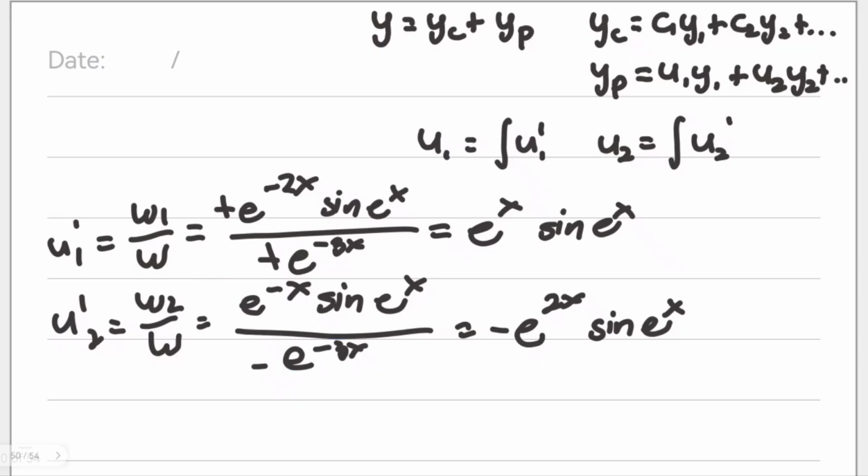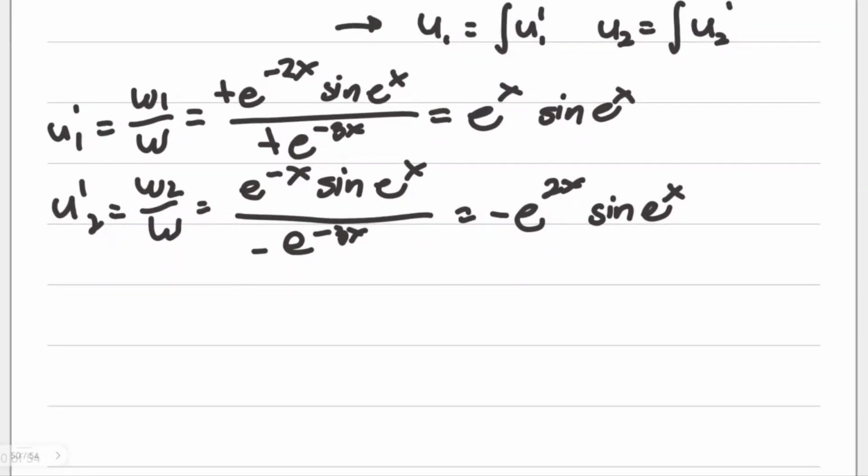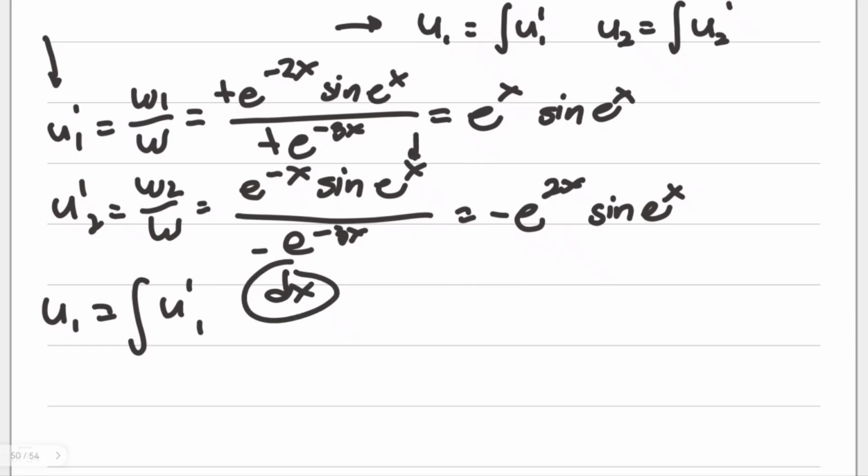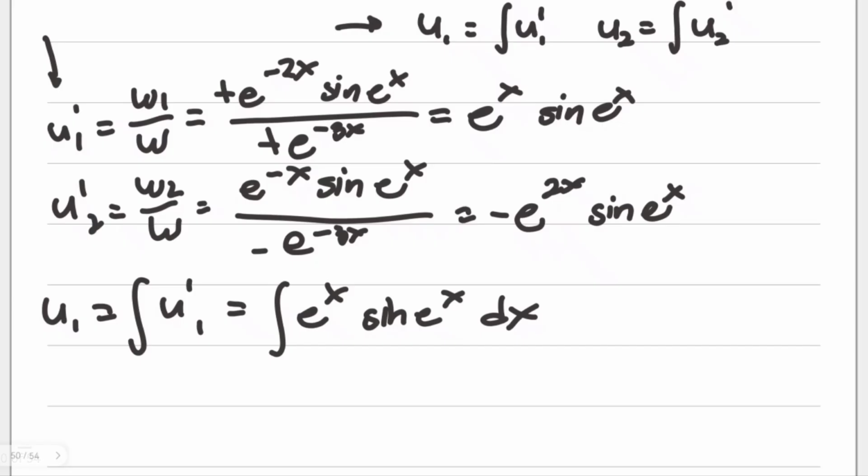Alright, so the next thing here is to come up with our u sub 1 and u sub 2, which will be found by integrating these two here. So your u sub 1 is the integral of u prime sub 1, and we are going to add here dx, as x is our variable, and we need that because we cannot integrate without dx. So you will have here the integral of e to the power of x and then sine e to the power of x dx.